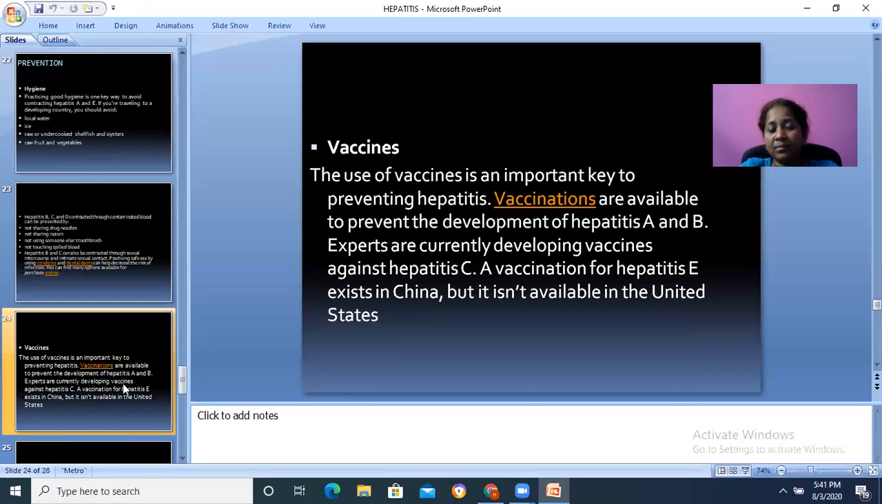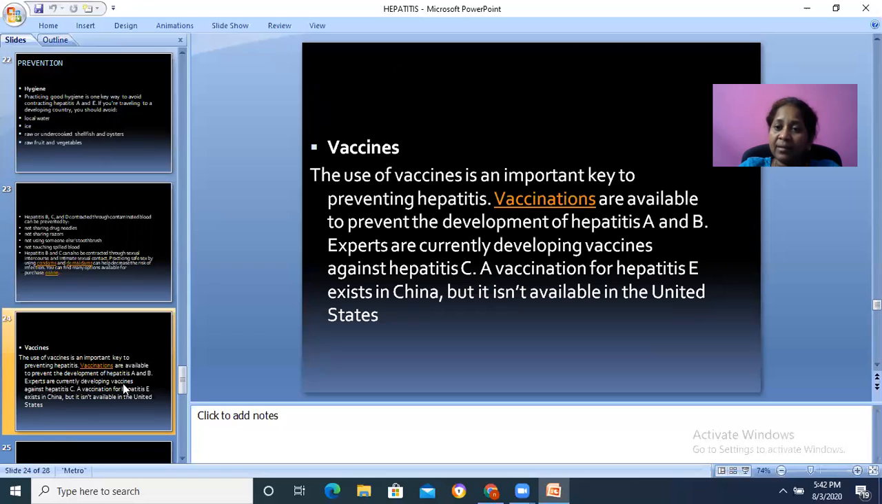Vaccines. The use of vaccines is an important key to prevent hepatitis viral infection. Vaccinations are available to prevent the development of hepatitis A and hepatitis B.